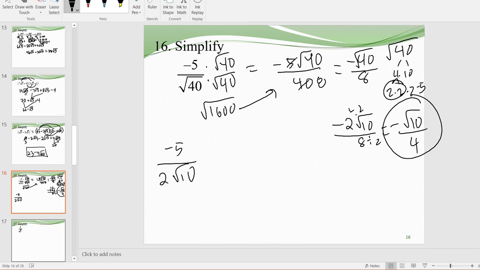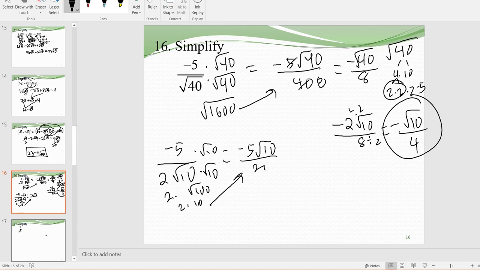And then what I can do is multiply the top and bottom by just the root 10 to give negative 5 root 10 over 2 times the square root of 100, 2 times 10 all over 20. And then I would divide the top and bottom by 5 to give us negative square root of 10 over 4.